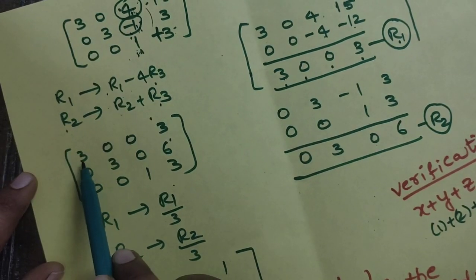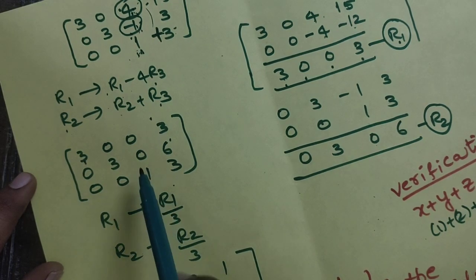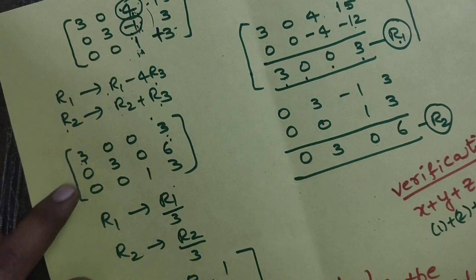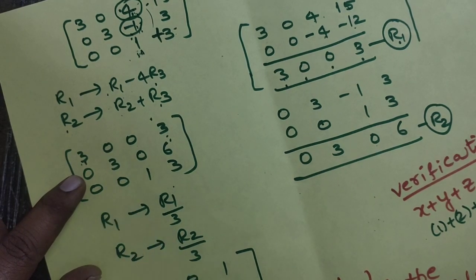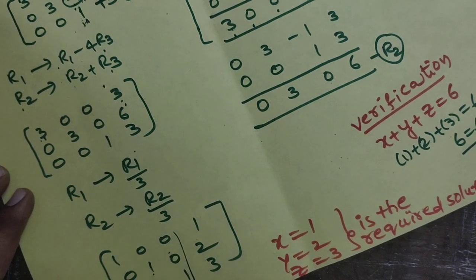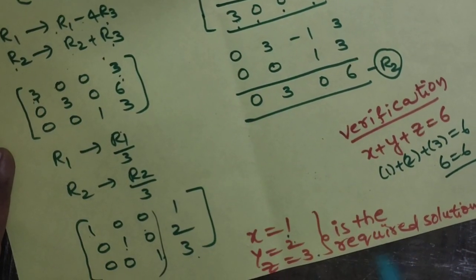Now R1, to get 1 in this place, it should be divided by 3. R1 gives rise to R1 by 3 and R2 gives rise to R2 by 3. So then we will get 1, 0, 0, 1 writing here, and 0, 3 by 3 is 1 and 0 by 3 is 0, 6 by 3 is 2 and 0, 0, 1, 3. This you compare with x coefficient, x is equal to 1 and y is equal to 2 and z is equal to 3. This is the required solution.